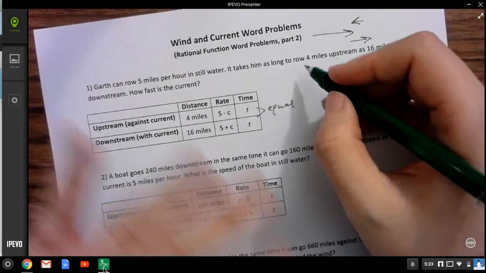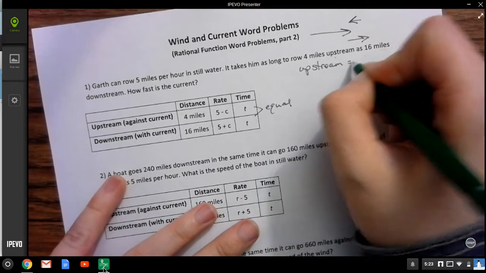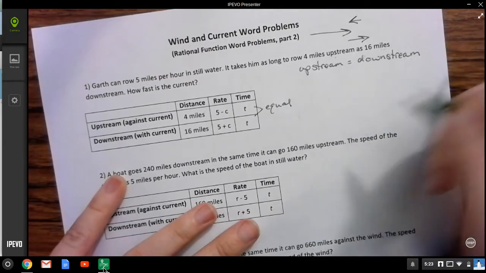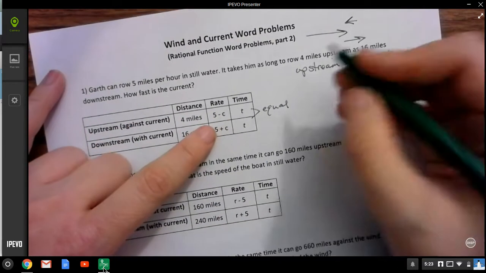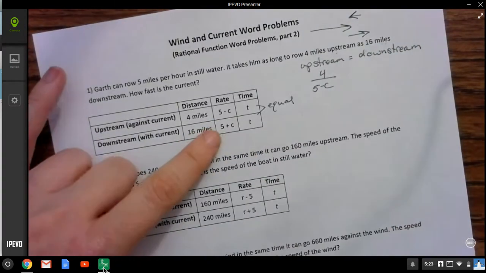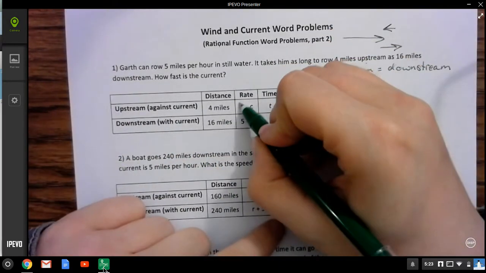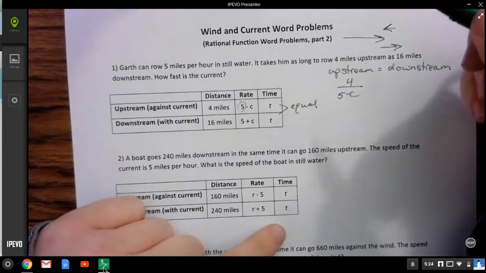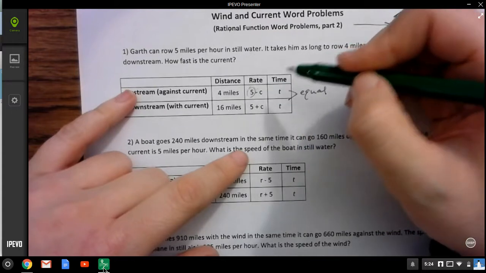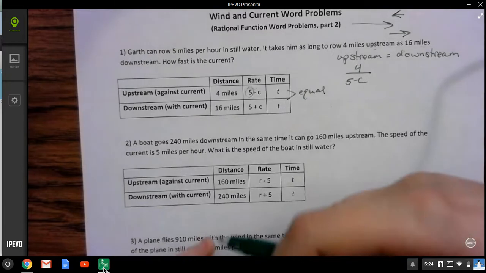All right, so in this case, we've got time upstream equals time downstream. So I'm still going to set up distance over rate. So 4 over 5 minus c. Let's talk about this. When you are moving against the current, you're going to take your speed in still water or in still air, how fast you're actually trying to go, and subtract the speed of the current because it's working against you. So it's going to make you move at a lower speed.